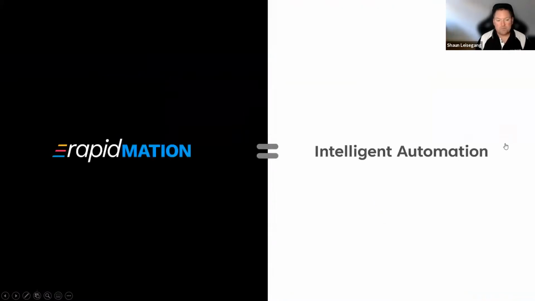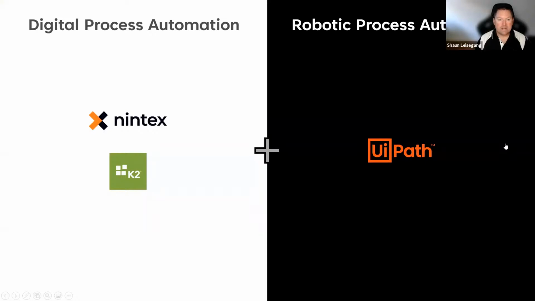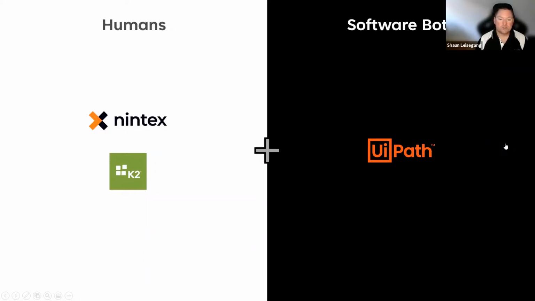Now, for those of you who may not be familiar, rapidMATION is all about intelligent automation. And intelligent automation, although a bit of a mouthful, is really about bringing together the worlds of digital process automation and robotic process automation. Robotic process automation is all about something called software bots. These little software bots are not the Terminator-style bots that are going to take over the world. They're little digital workers that sit on your machine or a server in your environment, and we teach them to do any tedious, mundane, or repetitive task by performing the clicks that you and I as humans perform on a screen.